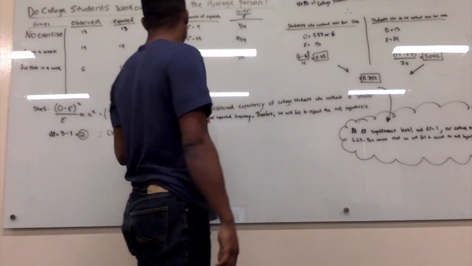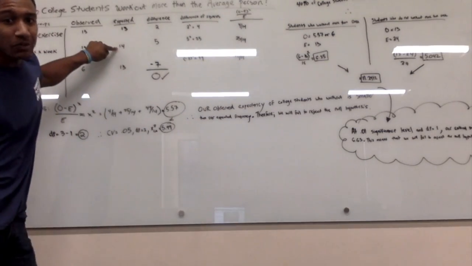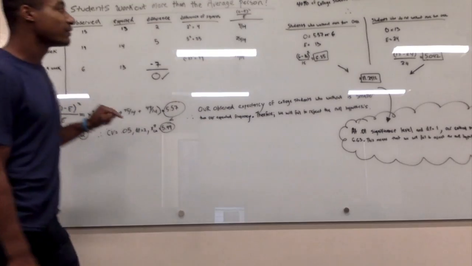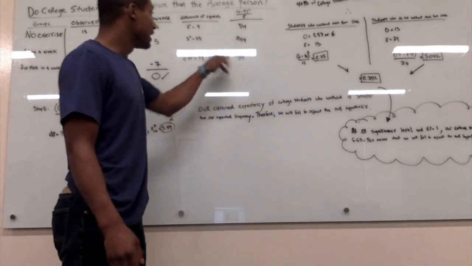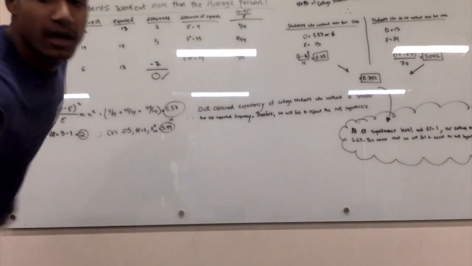So we have 4 over 14. And it's important that you take the largest number of these expected values. So we have 4 over 14, 25 over 14, and 49 over 14.